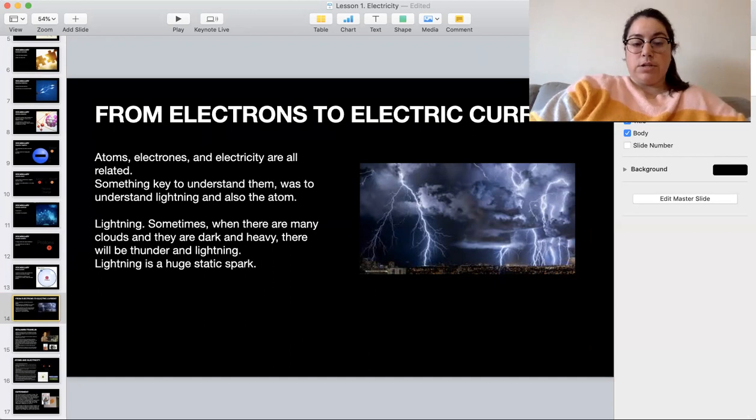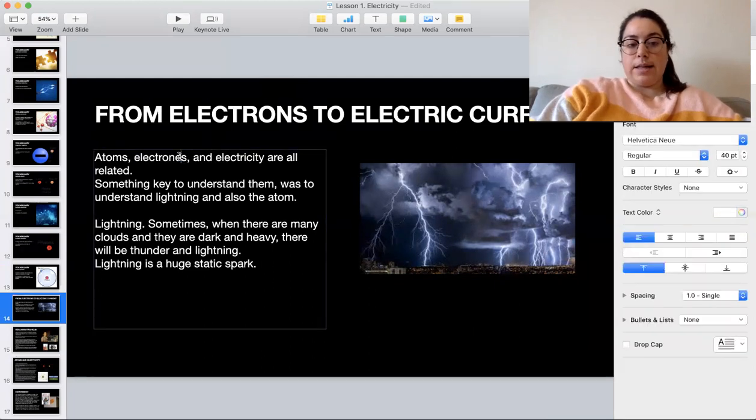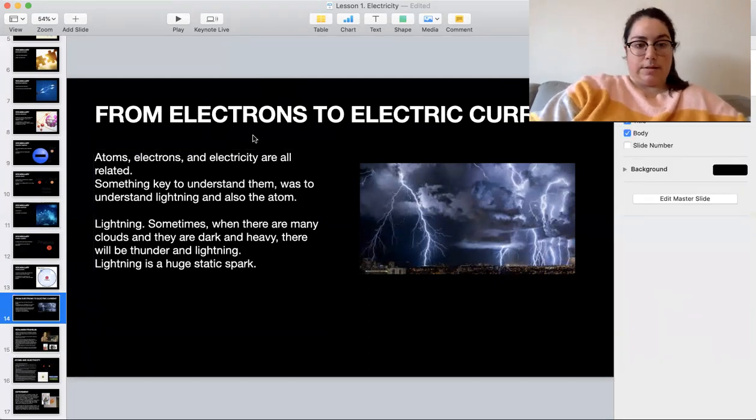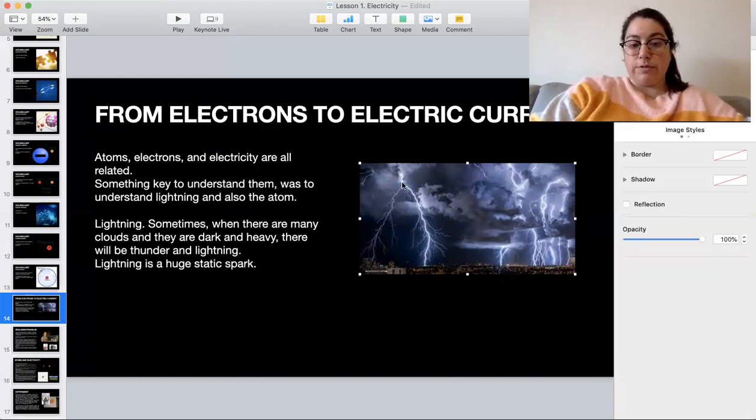This part of our lesson is called From Electrons to Electric Current. Atoms, electrons, and electricity are all related. Something key to understand them was to understand lightning and also the atom. This is a picture of lightning in an electric storm. Sometimes when there are many clouds and they are dark and heavy, there will be thunder and lightning. And lightning is a huge static spark.